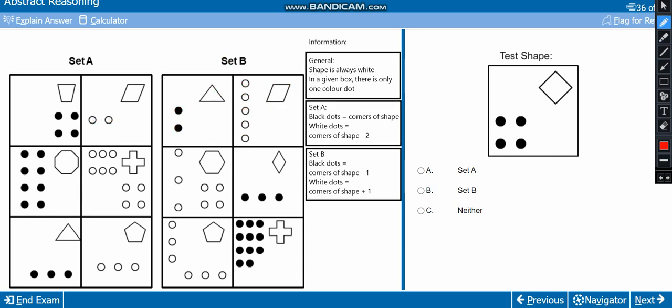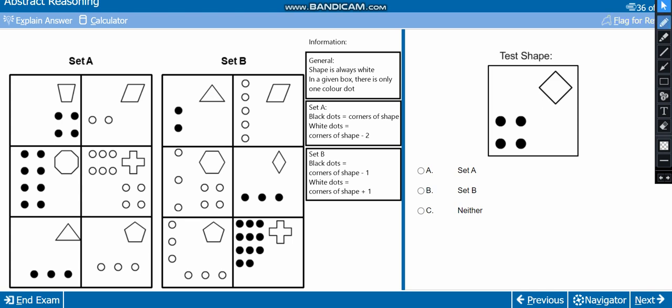Well, now I've written all this information down along with some general information. That is that the shape is always white. We never have a shape that is like colored in black or colored in red like this. And also, in a given box, there is only one color dot. So there is never black and white dots. There is only black or white, and that's it. Now we can attempt the question.